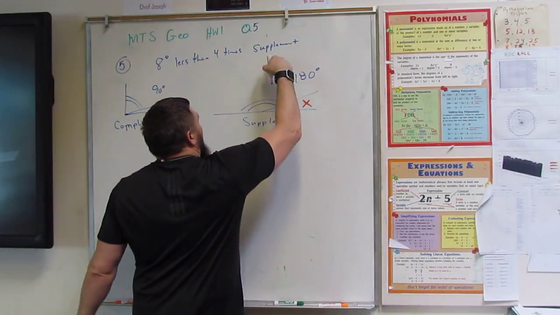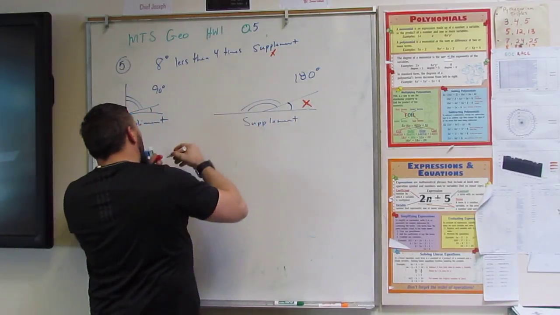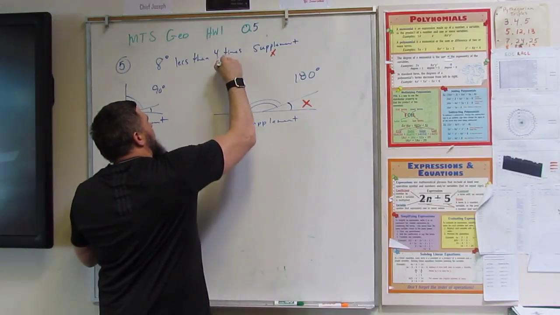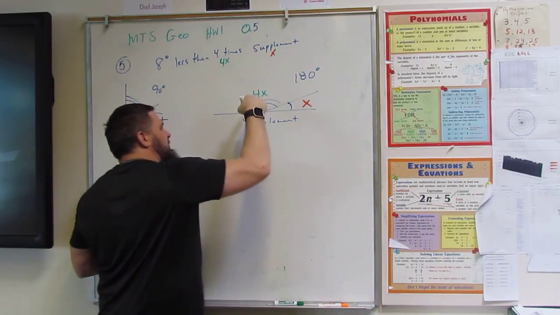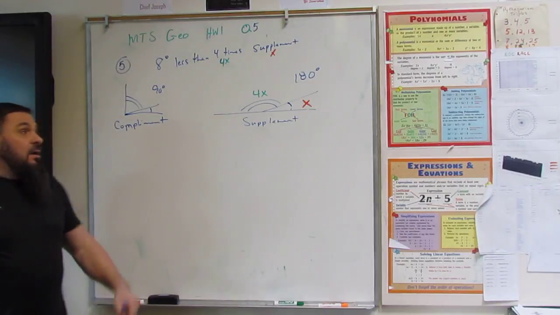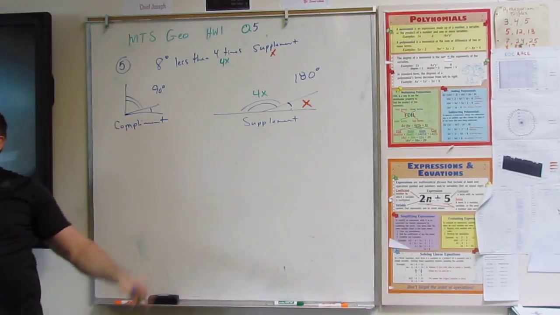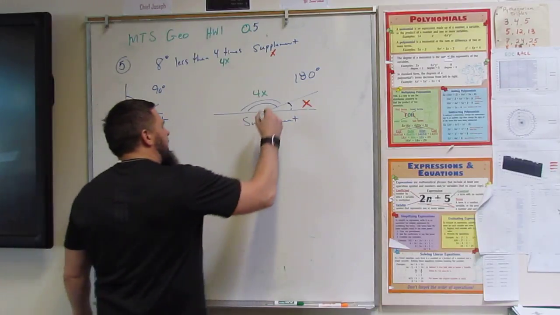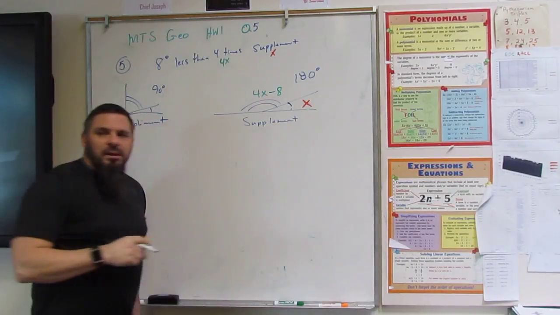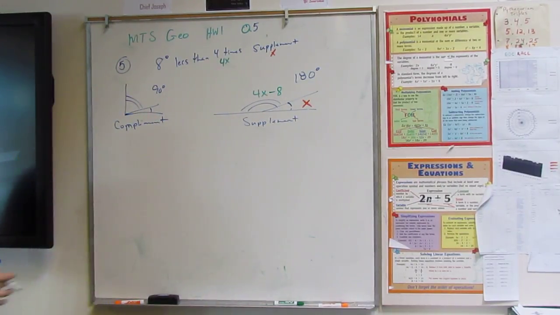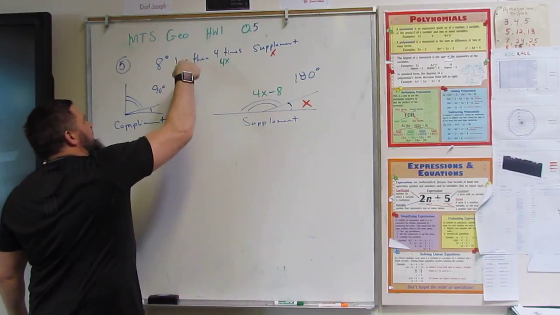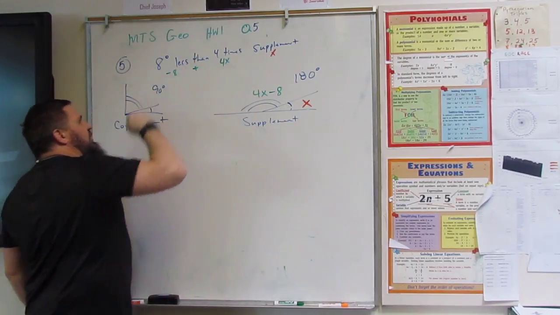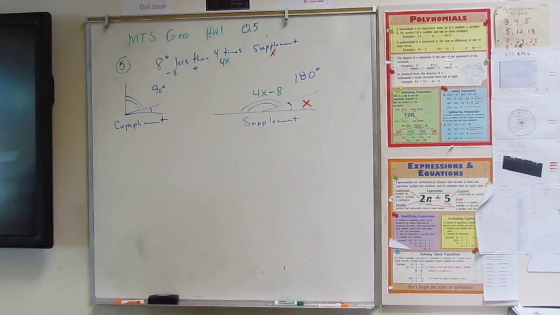So if this is X, then we're going to go 4X. So this is 4 times the supplement, but 8 less than that. So 4X minus 8. We're just translating this to saying plus negative 8, or 4X minus 8.